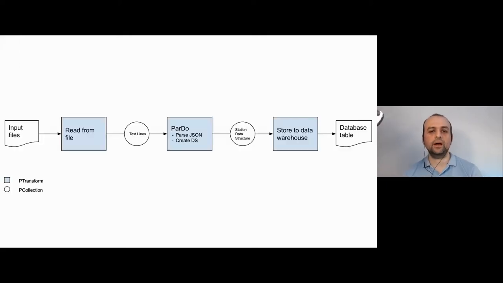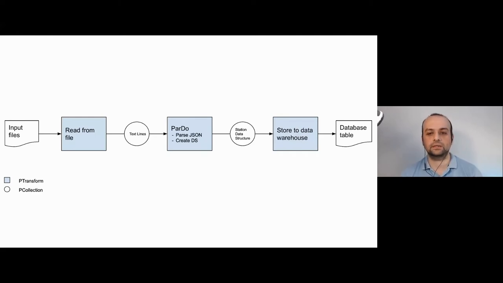So the pipeline would be very simple. I would start with reading those input files. I would find the files, put them somewhere, and do a read from file. Then I do some magic, splitting it by lines and things like that. Then I do this specific Apache Beam magic called a ParDo. I'll explain what it is in a second, but it basically stands for parallel do. It's a step that can be parallelized.